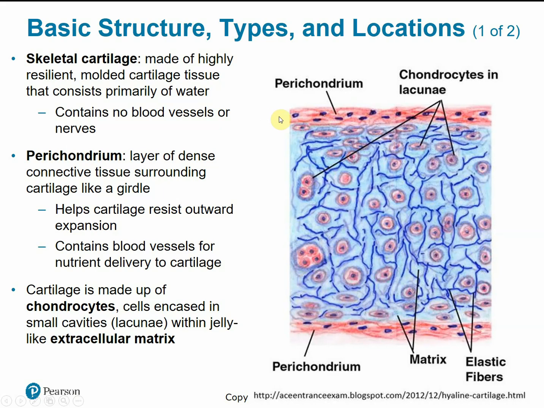We have a lot of this extracellular matrix, or this water-based matrix. The perichondrium is a layer of dense connective tissue that surrounds the cartilage on either side. It helps the cartilage resist any outward expansion, and it also contains those blood vessels to deliver nutrients to the cartilage, since the cartilage doesn't have its own blood vessels. The cells in cartilage are called chondrocytes, and they're contained within this extracellular matrix of the tissue, suspended with collagen fibers and elastic fibers.